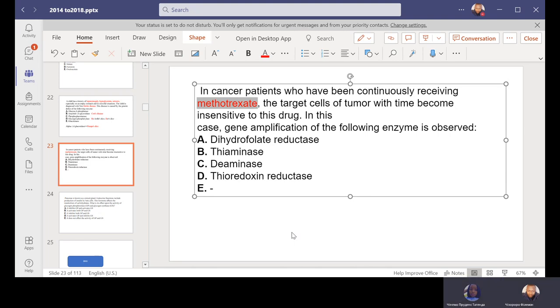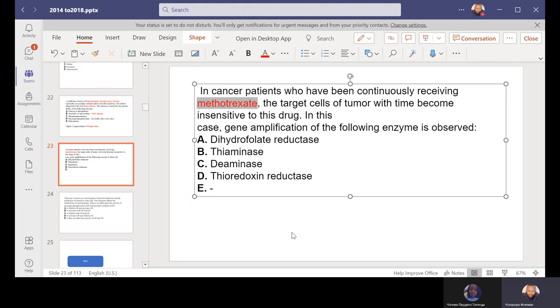tetrahydrofolate. After acting in that reaction, tetrahydrofolate is converted to dihydrofolate. But we need to convert it back to tetrahydrofolate so that the process will continue. One more time, thymidylate synthase needs tetrahydrofolate. After acting, the tetrahydrofolate will be converted to dihydrofolate. But to convert dihydrofolate back to tetrahydrofolate, that's why we need dihydrofolate reductase. You get it?